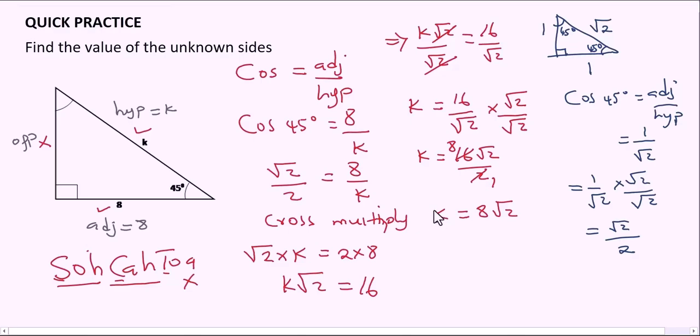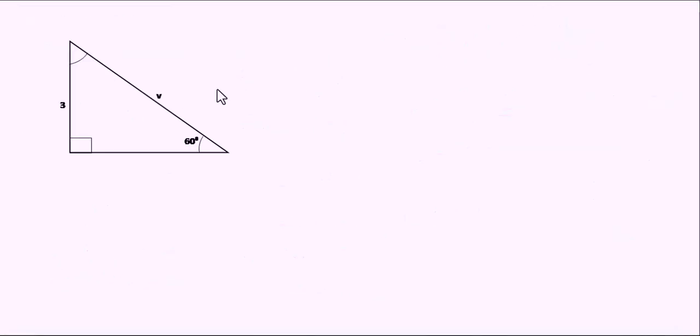Going through it again helps you to internalize the whole process and all that. Okay, so we have another question, and we're meant to solve for the variable v. So let's note that this is our reference angle, right? This is opposite, and then we'll have hypotenuse.